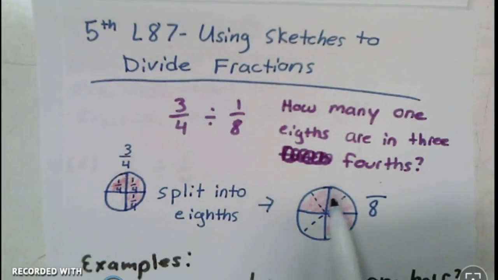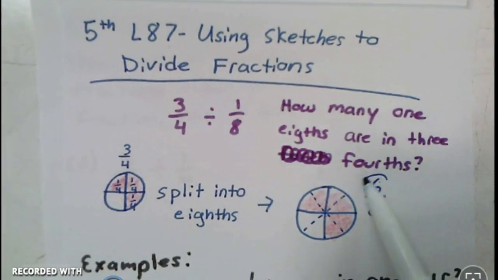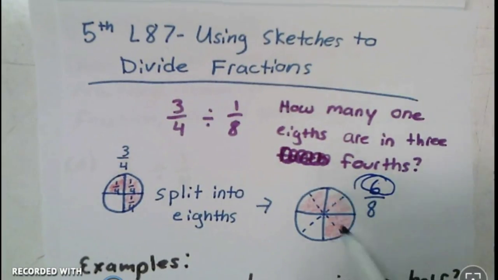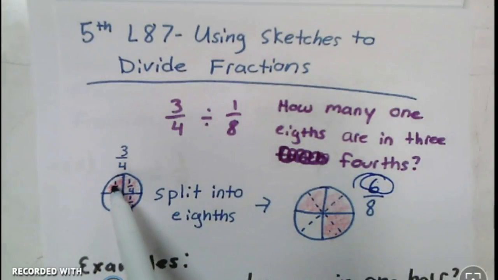So of the parts that are shaded, how many eighths do we have? We have 1, 2, 3, 4, 5, 6 eighths. So how many 1/8 are in 3/4? 6. 6 1/8, or 6 times 1/8, are in 3/4. If I was using my fraction manipulatives and I had little 1/8 pieces, it would take 6 of them to fill the same shaded area that it took to fill 3 of the 1/4 pieces.